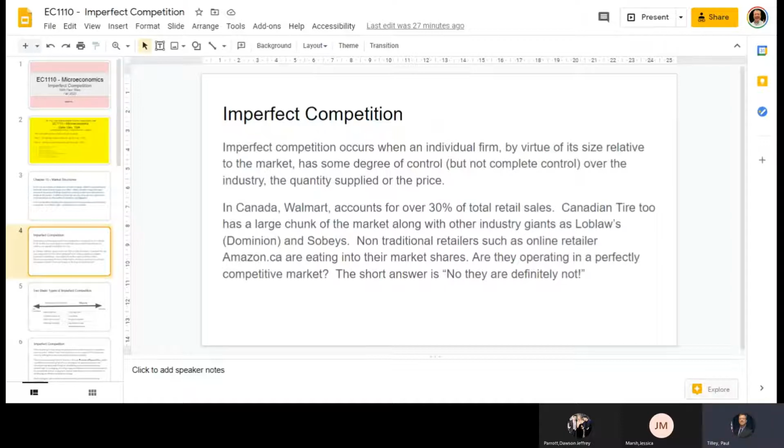And now, in the last 10 years, we've seen non-traditional retailers enter, the Amazons of the world, or the online sellers. Particularly in the pandemic, they have really, really increased their sales. So it's not perfectly competitive, but it still has elements of perfect competition.